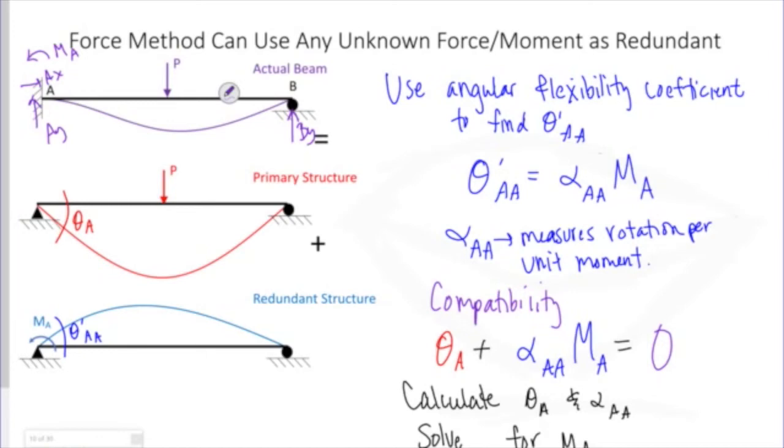So you can use any unknown force or moment as the redundant. It makes a lot more sense maybe to, in this case, take out that roller, but maybe you know the displacements for certain structures more than others, or you have them written somewhere. So you can choose anything.